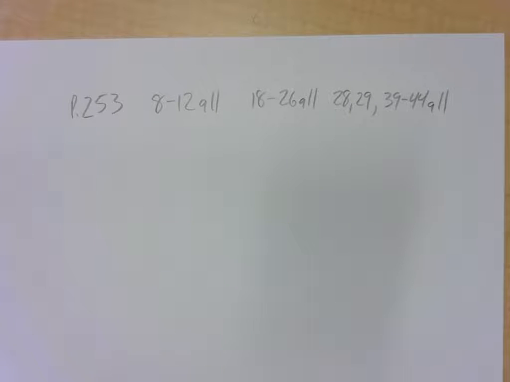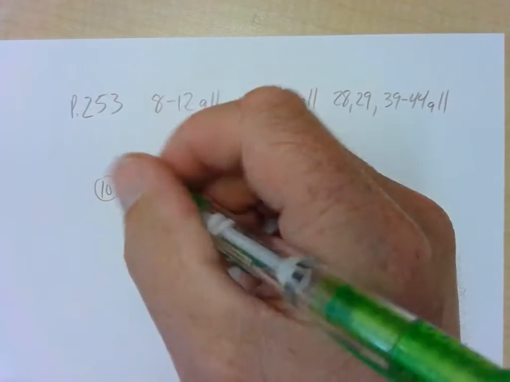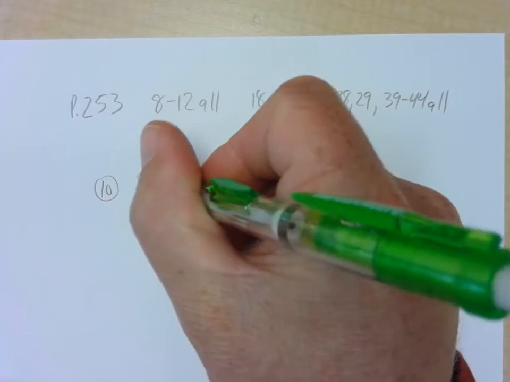All right, this is the assignment over section 4.8, and I'm going to walk you through a few problems to get you started with this. Let's look at number 10. So number 10 is the square root of negative 15.